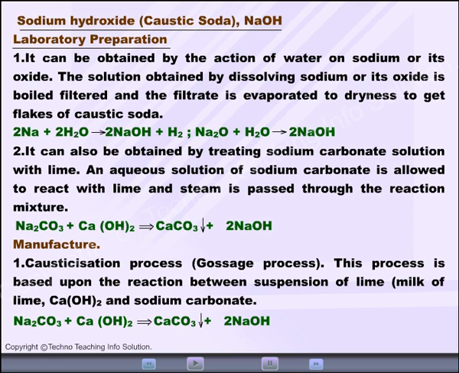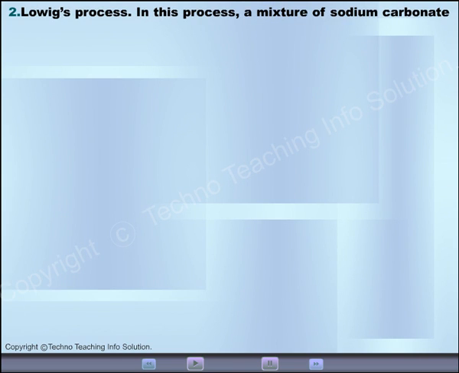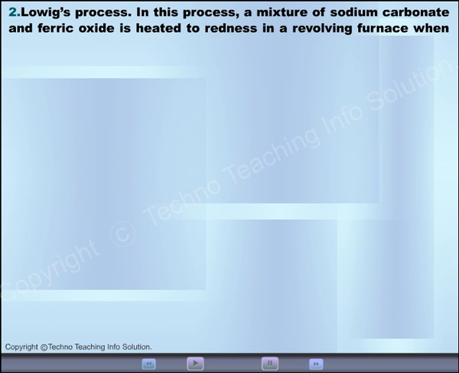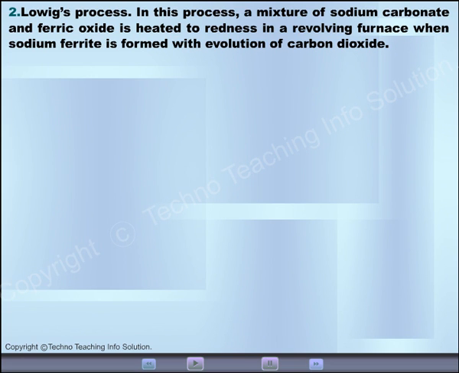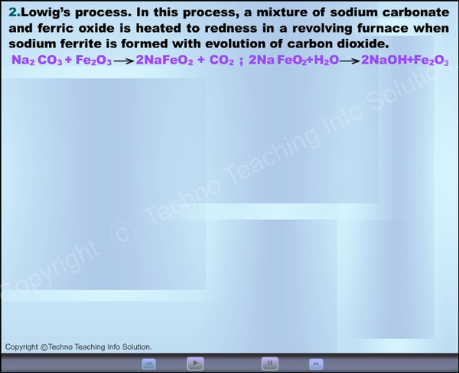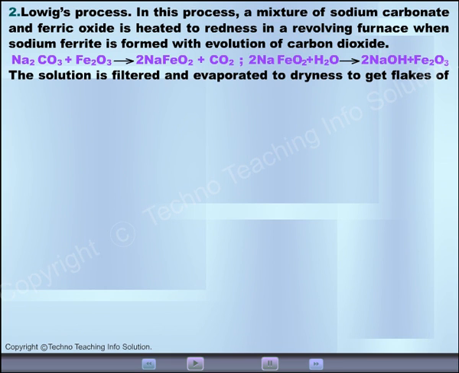Second, Lowig's process. In this process, a mixture of sodium carbonate and ferric oxide is heated to redness in a revolving furnace, when sodium ferrite is formed with evolution of carbon dioxide. Na2CO3 + Fe2O3 gives 2NaFeO2 + CO2. 2NaFeO2 + H2O gives 2NaOH + Fe2O3. The solution is filtered and evaporated to dryness to get flakes of sodium hydroxide.